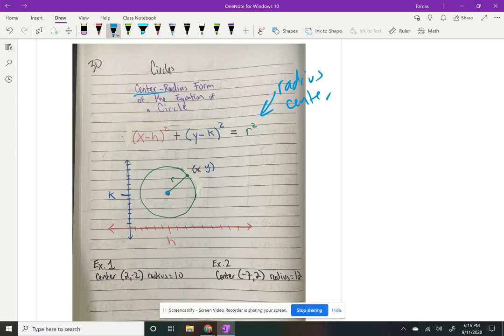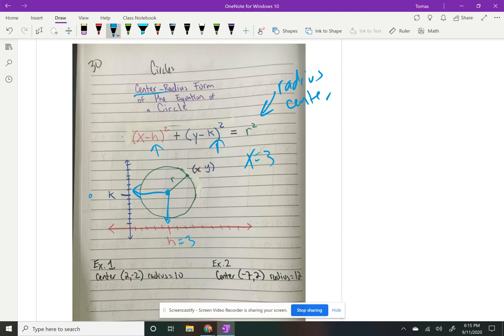So the center point's right here. We say that it's x minus h, right, and then y minus k. So thus we have h and k right here. Now, a little key thing to remember: if this is a positive, like say this is three, h is three, this would actually look like that. Now, if h had been somewhere over here, it would have been a negative.